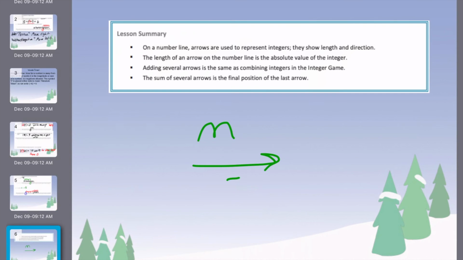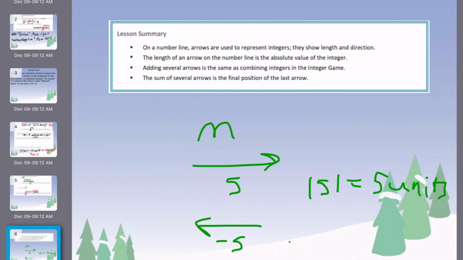So if this is 5, the absolute value of 5 tells me that this is 5 units away. If it was going to the left, -5, that would still tell me the absolute value of -5 is 5, and it still tells me it's 5 units away from 0. Adding several arrows is the same as combining integers in the integer game. If you don't really know that part, don't worry about that. And then the sum of several arrows is the final position of the last arrow, aka our answer.